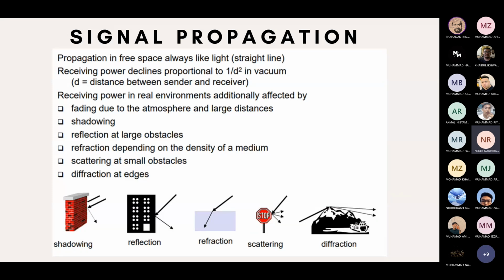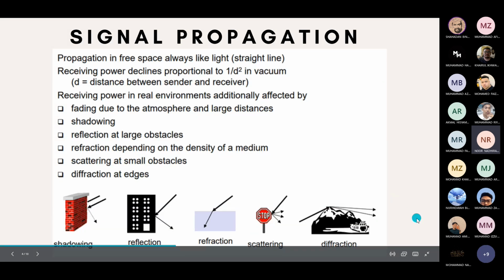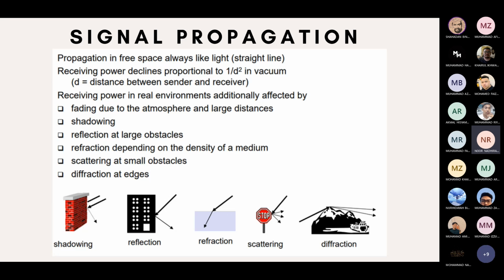Okay, first, propagation in free space is always like light, which is in a straight line. Artinya kalau tak ada any obstacles, dia punya signal tu straight line je. Then radio signals are just like light, with different wavelengths along the electromagnetic spectrum. Next, the receiving power is proportional to 1 over the distance between sender and receiver squared in vacuum.